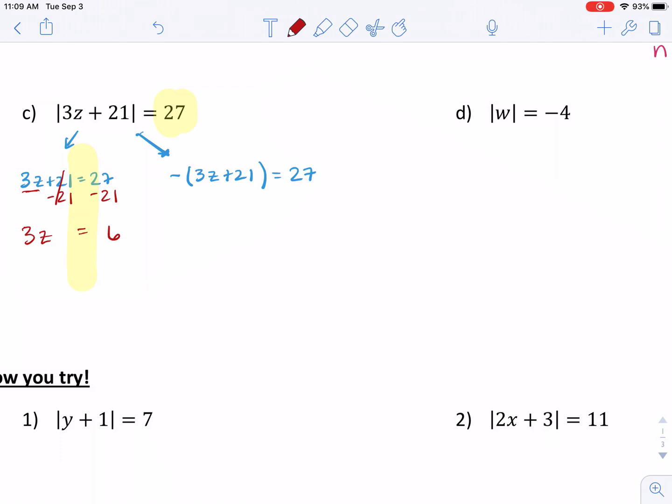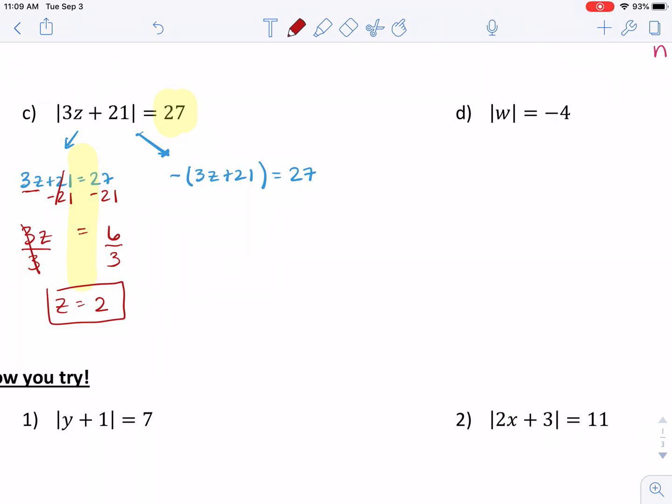Now, what is the opposite of 3 times z? We're going to divide both sides by 3. And when we do that, we get that z is equal to 2. So that's one of our solutions. Remember, there's almost always a second solution.